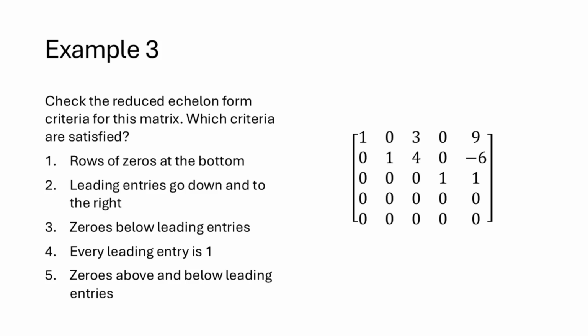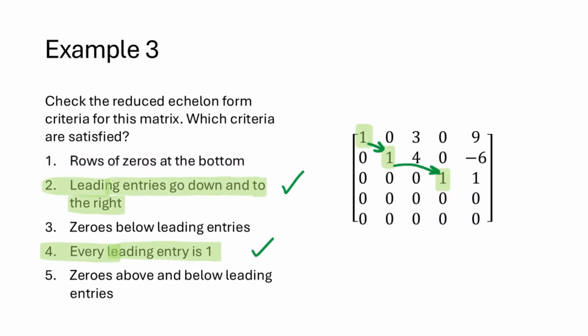All right, let's look at another matrix. So in this matrix, are the conditions satisfied? Is this matrix in reduced echelon form? For condition number 1, we look for rows of zeros and make sure that they are at the bottom. In this case, they are. Let's look at conditions number 2 and 4 at the same time. We're looking at our leading entries and making sure that they go down and to the right, and also that those leading entries are all the number 1, and those 2 conditions are satisfied here.